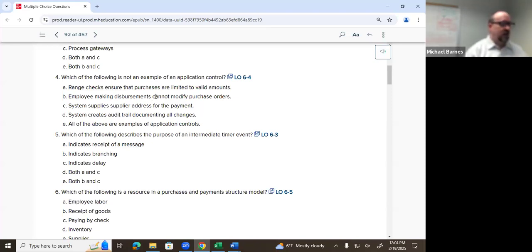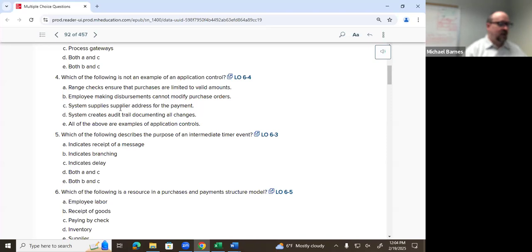Range checks ensure that purchases are limited to valid amounts. What entity is responsible for the range checks? The system, the IT system itself, okay? Employee make disbursements cannot modify purchase orders. All right. Is that access or application? That's access because we're talking about an employee, okay? We're talking about employees. So that's our answer.